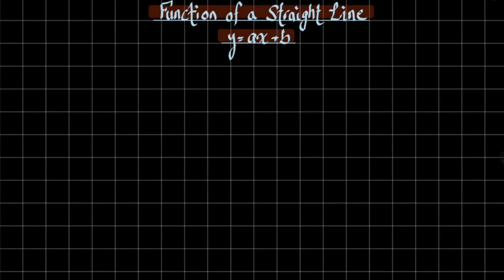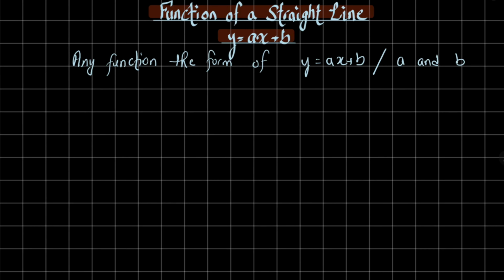Hello everyone, we will discuss in our video today the function of a straight line. The function of a straight line is any function that has the form y equals ax plus b, such that a and b are any number. And pay attention to that, the power of the input variable or the pre-image x is 1 in this case.